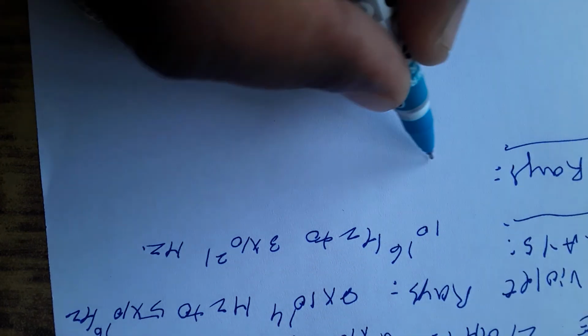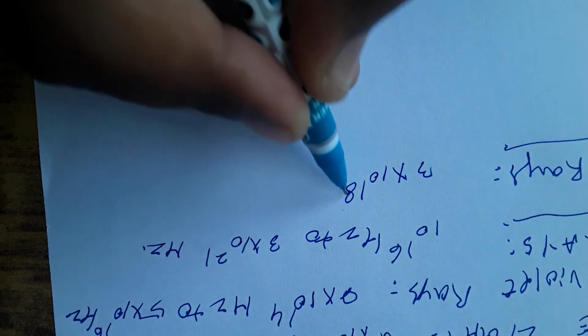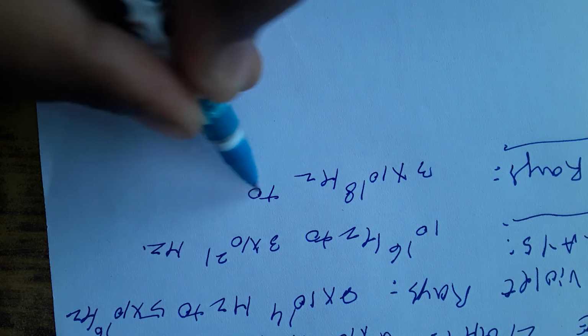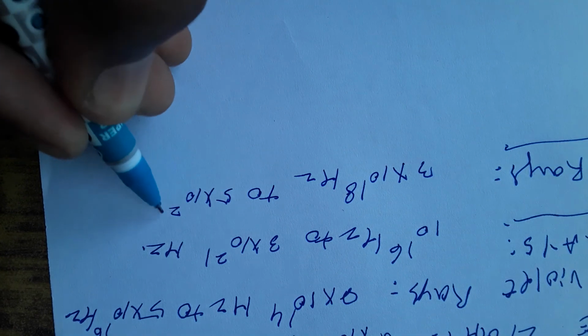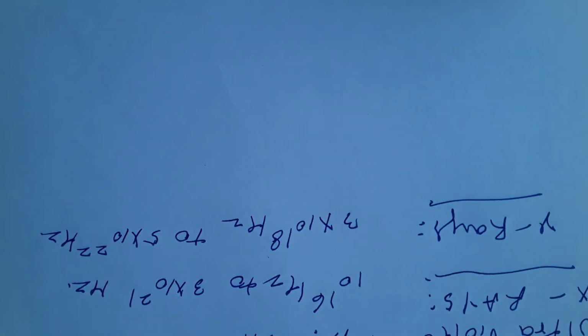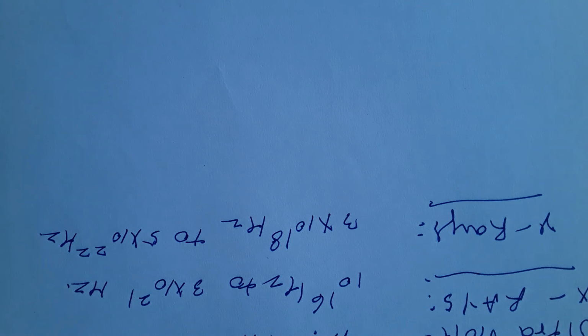The frequency range is 3 × 10^18 hertz to 5 × 10^22 hertz. What are the uses of gamma rays? For the treatment of cancer and tumors. To preserve foodstuffs for a long time, as soft gamma rays can kill microorganisms. To produce nuclear reactions, and to provide valuable information about the structure of the atomic nucleus.